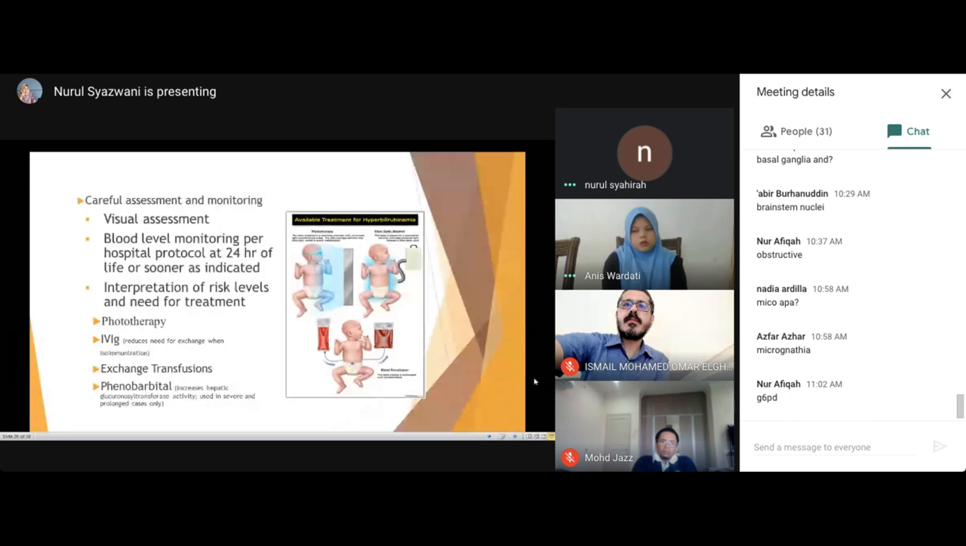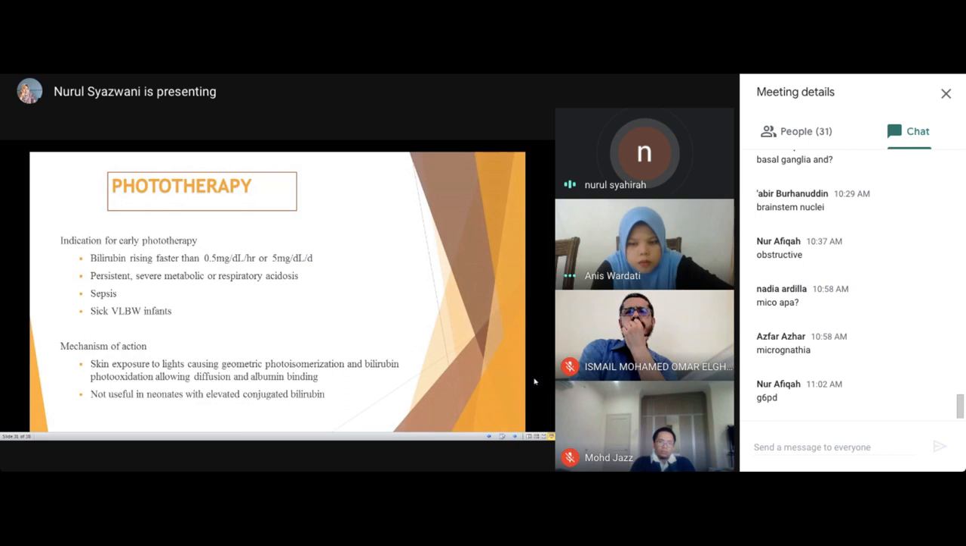This one is the explanation for the phototherapy. So the indication for early phototherapy is if the bilirubin level rises faster than 0.5 milligram, persistent or severe metabolic acidosis, sepsis, or a very low birth weight infant. The mechanism of action in phototherapy is skin exposure to light that causes geometric photoisomerization and bilirubin photo-oxidation, which allow albumin binding and diffusion. But it is not useful in infants with elevated conjugated bilirubin.